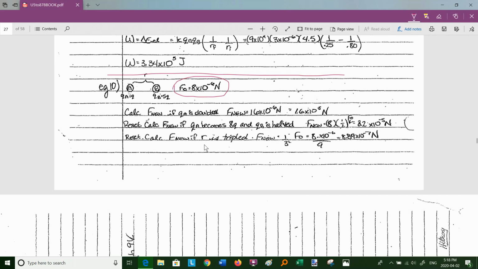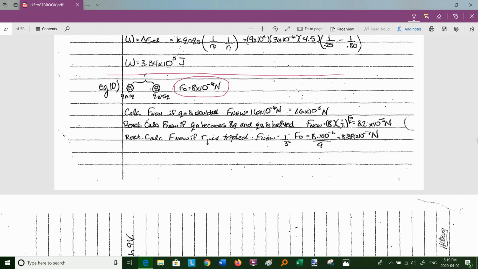Let's reset and calculate the new force if R is tripled. Okay, and I didn't do anything else. I just tripled the distance between them, so the force is going to go down, not by 3 times, but by 9 times. So the new force is a ninth of the original force. So 8 by 10 to the minus 6 divided by 9, or 8.89 by 10 to the minus 7 newtons. So expect a question like that.